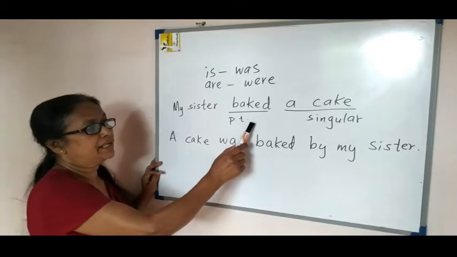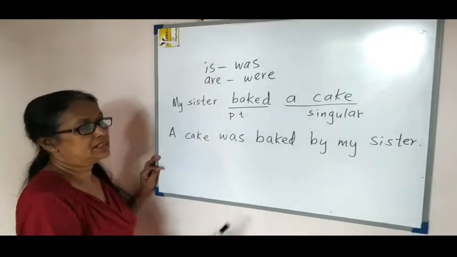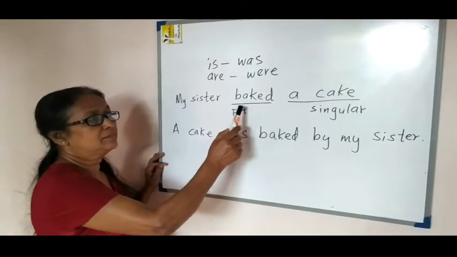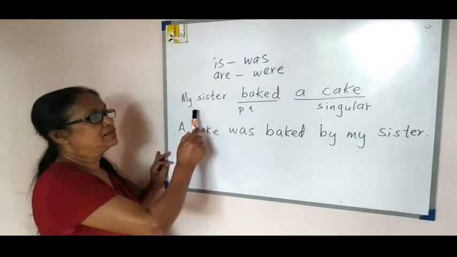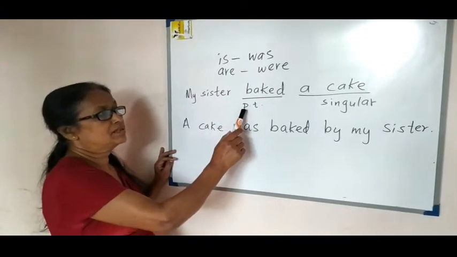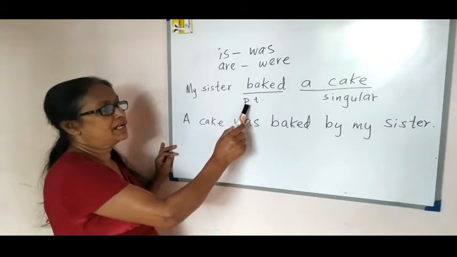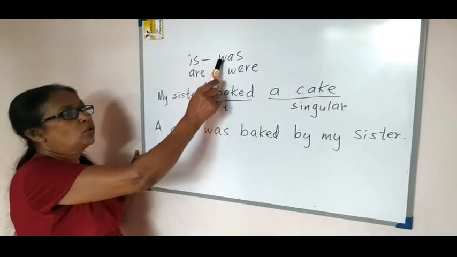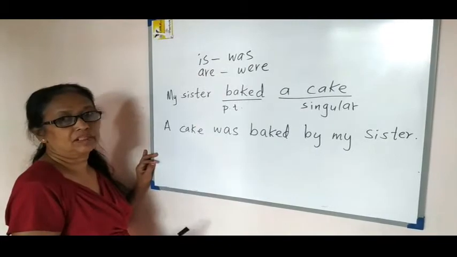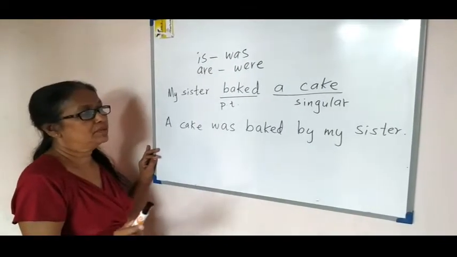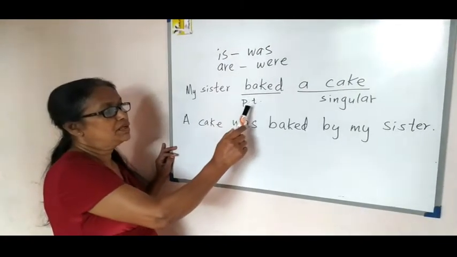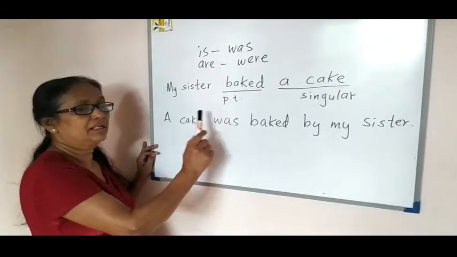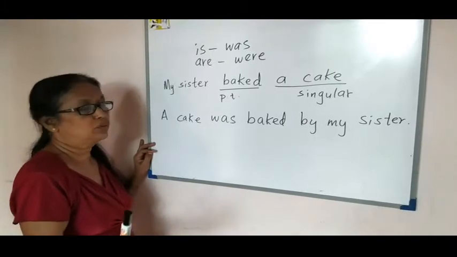My sister baked a cake. Very simple. I marked a cake. Singular, baked, past tense, then subject my sister. Why did I tell you to write down past tense? Then very easily you can take was or verb. Otherwise you can't remember. You must remember to write whether it is past or present. Then simply you can do that one.